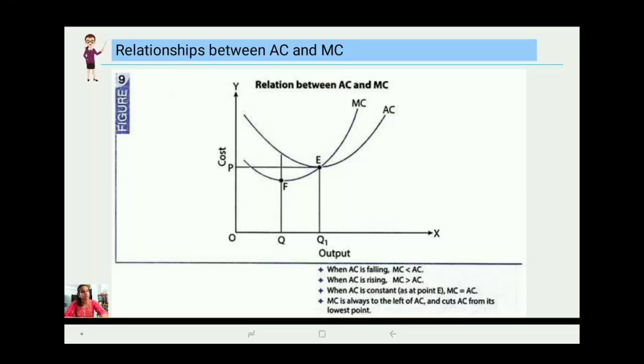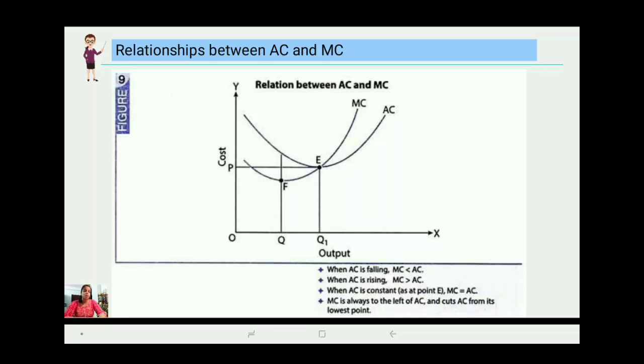So when we are drawing the diagram of average cost and marginal cost, we always have to remember that when we draw the marginal cost, we have to draw it in such a way that it passes through the minimum point of the average cost, because when average cost is minimum, that is the point where marginal cost intersects average cost. Here it is at point E.